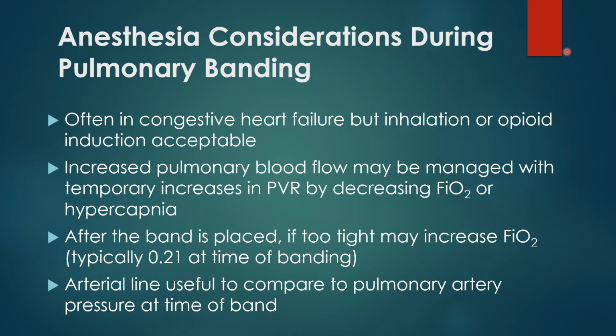So you're coming in for the band because you have excessive pulmonary blood flow across the VSD. The easiest thing to do is to increase the PVR by hypercapnia, a little PEEP, maybe decreasing your FiO2. And if the band's too tight, you can increase your FiO2. Typically it's 0.21 at the time of banding. An arterial line is often used to compare the pulmonary artery pressure at the time of the band. So again, art line, plus or minus, but sometimes it's very useful.